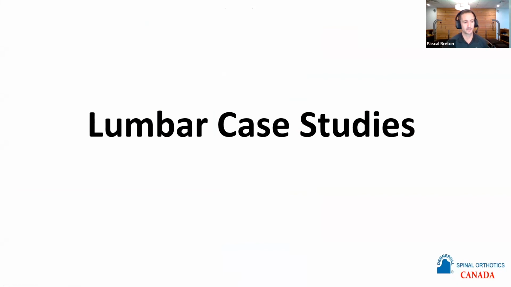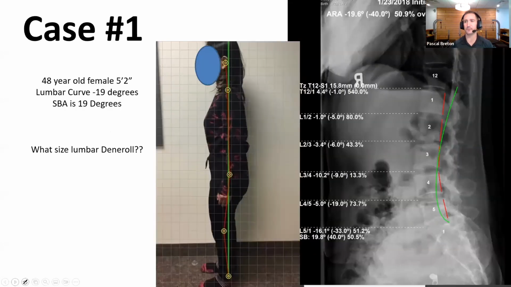Lumbar case studies. Okay, so let's go through a couple of case studies to see if the information I presented could be put into practice. I'm going to just describe the case, and based on the case that I described, I'm hoping that you're going to answer this to yourself. You're going to say, I would choose a small lumbar Denneroll and I would place the peak at L4, or I'd place the peak at L3 based on the clinical picture that we're going to give you here. So we're going to go through three lumbar cases, and then we'll open it up for questions.